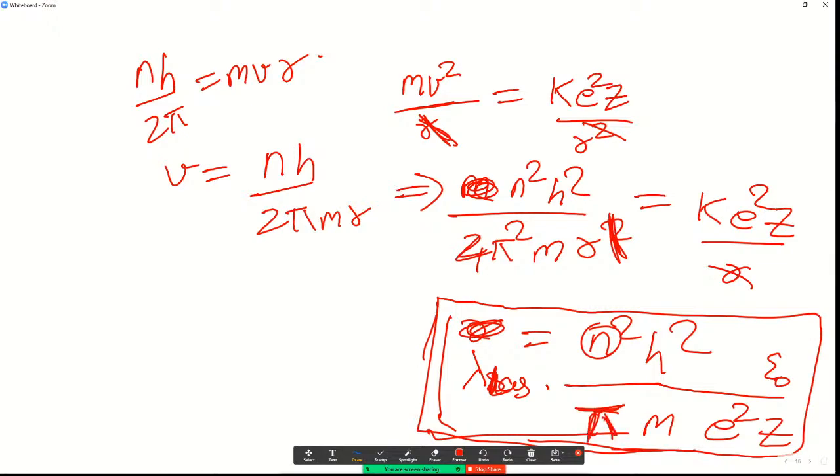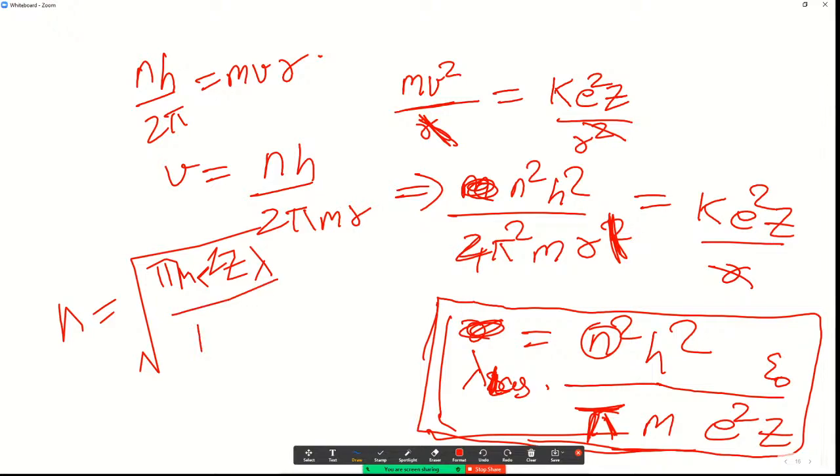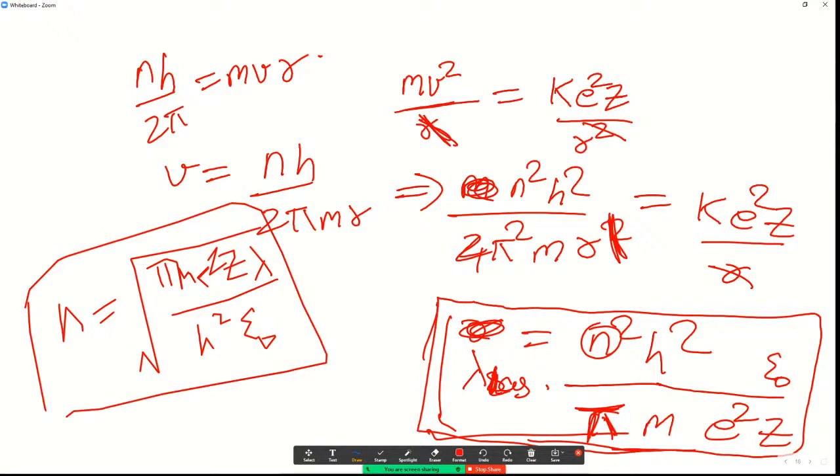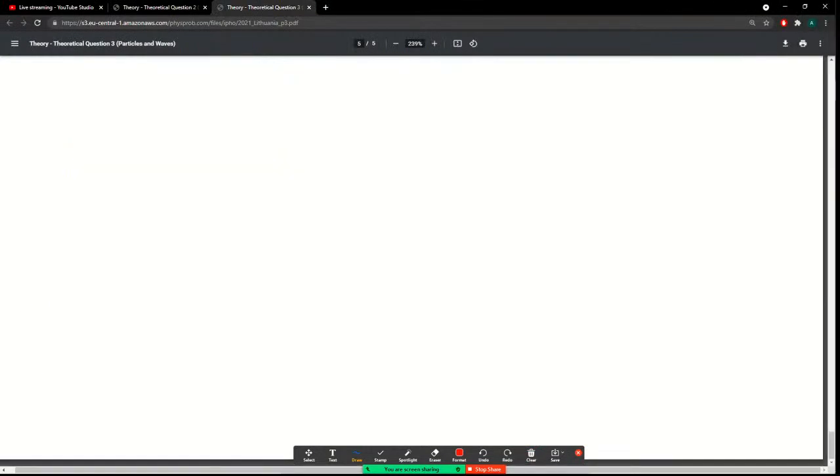Yeah, so n is like the square root of pi m e squared Z lambda over h squared epsilon. Oh god. Yeah, I guess that's it. We can go back to this part, but yeah, I think that's the entire paper, right?